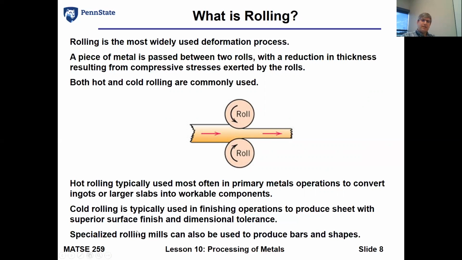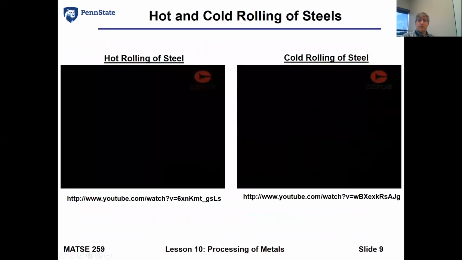But you can also take these and you could specialize, produce different bars and shapes. An I-beam is a great example of a rolled type of product. There are other ones that we'll see here as we look through the videos, but these are two that came from a European steel company called Chorus. They're both very good. So let's look at what they tell us about hot rolling of steels first.